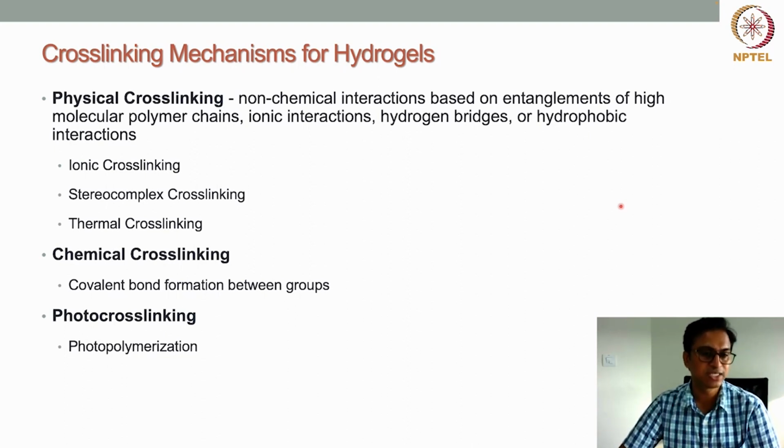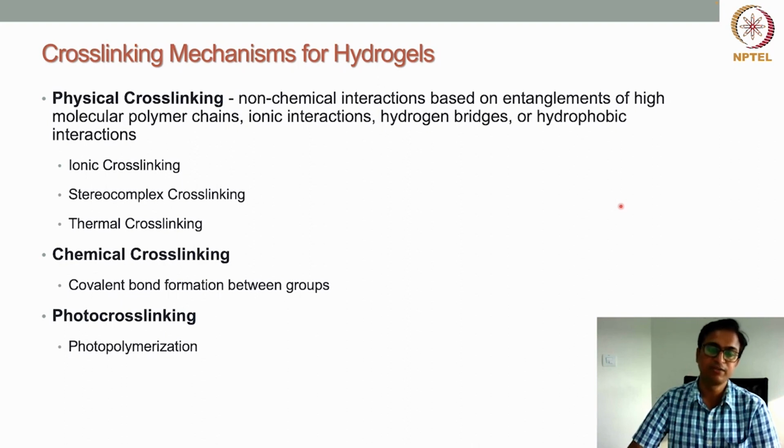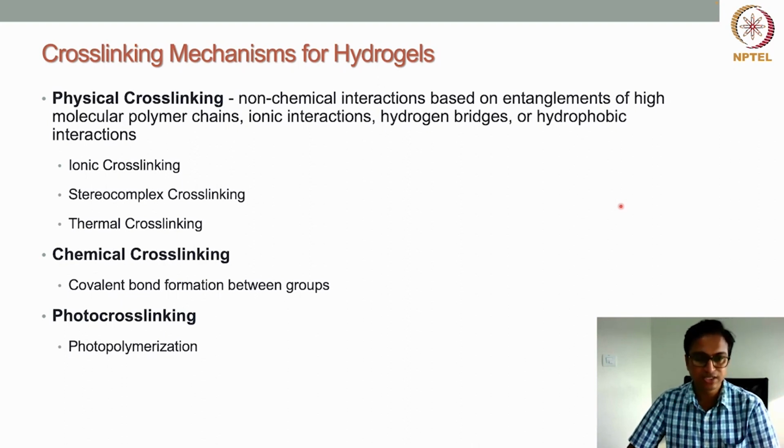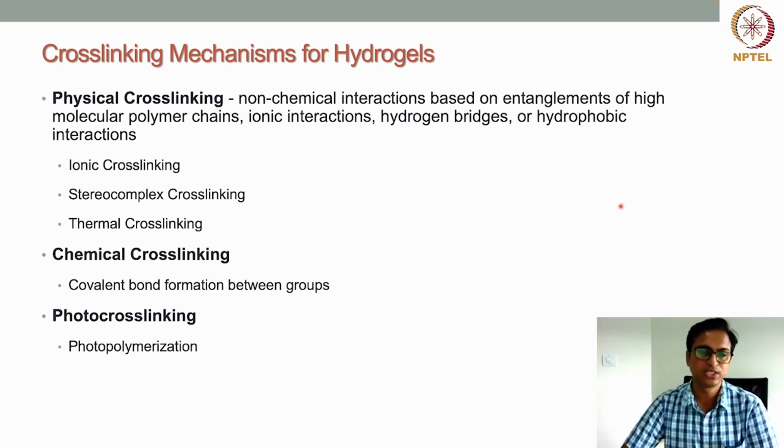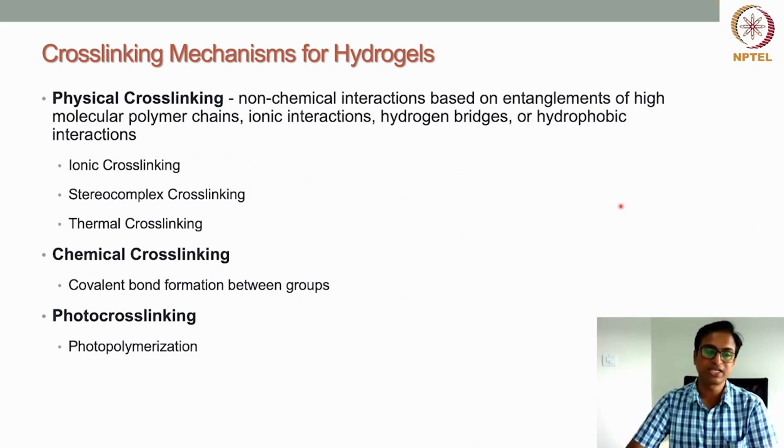Below 30 degrees centigrade, the gelatin behaves like a solid gel material, but above 30 degrees centigrade it behaves like a liquid material. So this is a thermoreversible material that responds to temperature, and below 30 it behaves like a gel. Because of this physical interaction, physical cross-linking, the gelatin becomes a gel below 30 degrees centigrade. That's a typical example of thermal cross-linking.